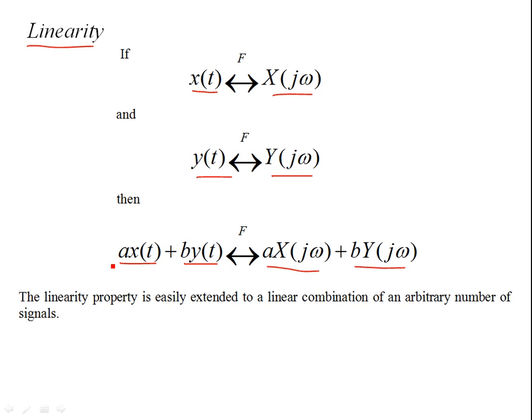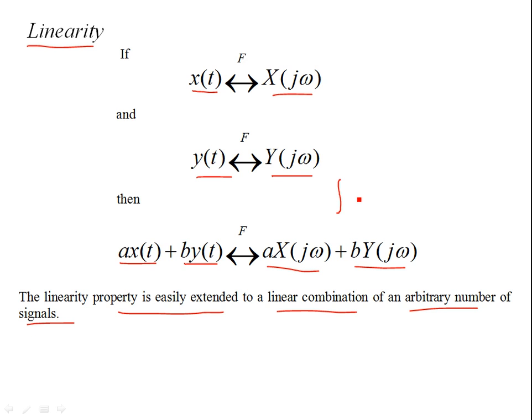This property is very basic. It can be shown by using the Fourier transform integral. You can have any linear combination of signals. These are two signals, but you can have a linear combination of three signals, four signals. This property is easily extended to a linear combination of an arbitrary number of signals.